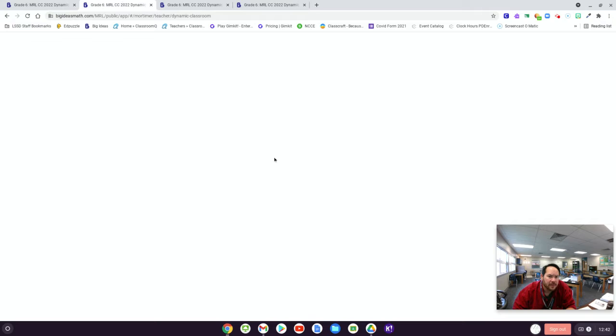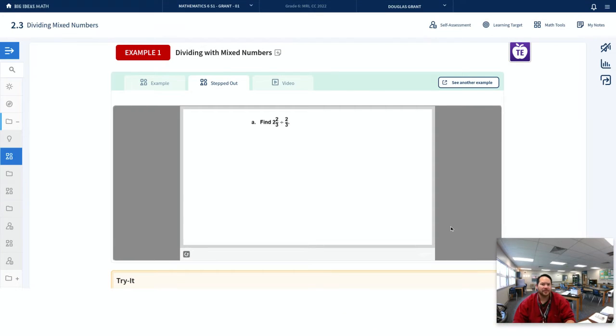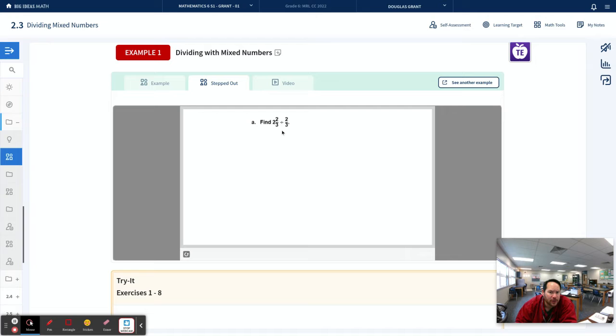So here we go. The only difference between today's assignment and yesterday's assignment is you will have mixed numbers in here. So just like when you had to multiply with mixed numbers, you're going to first turn this 2 2/3 into an improper fraction. So 2 2/3 as an improper fraction is 8/3. And again, you can get that by doing 2 times 3 is 6, plus the 2 as the numerator is 8. The denominator stays 3. So now you're going to rewrite this as 8/3 divided by 2/3.